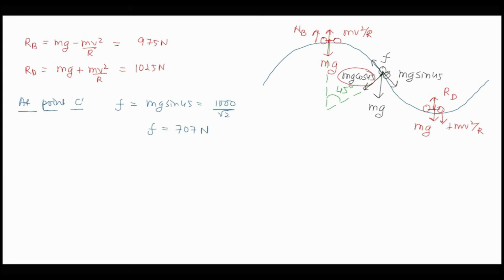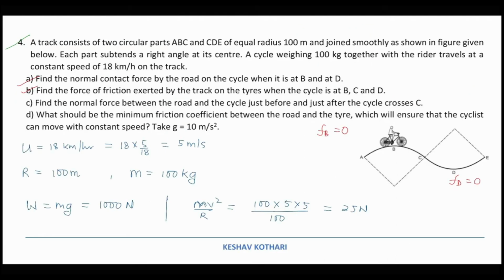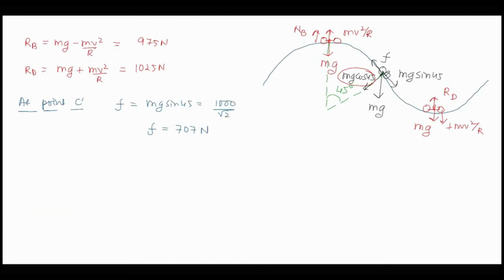So before the curvature changes, the value of mv square by r will be acting in the outside direction, and after the curvature changes to CDE, the component of mv square by r will be changing its direction. So I can draw another diagram to make you understand this.